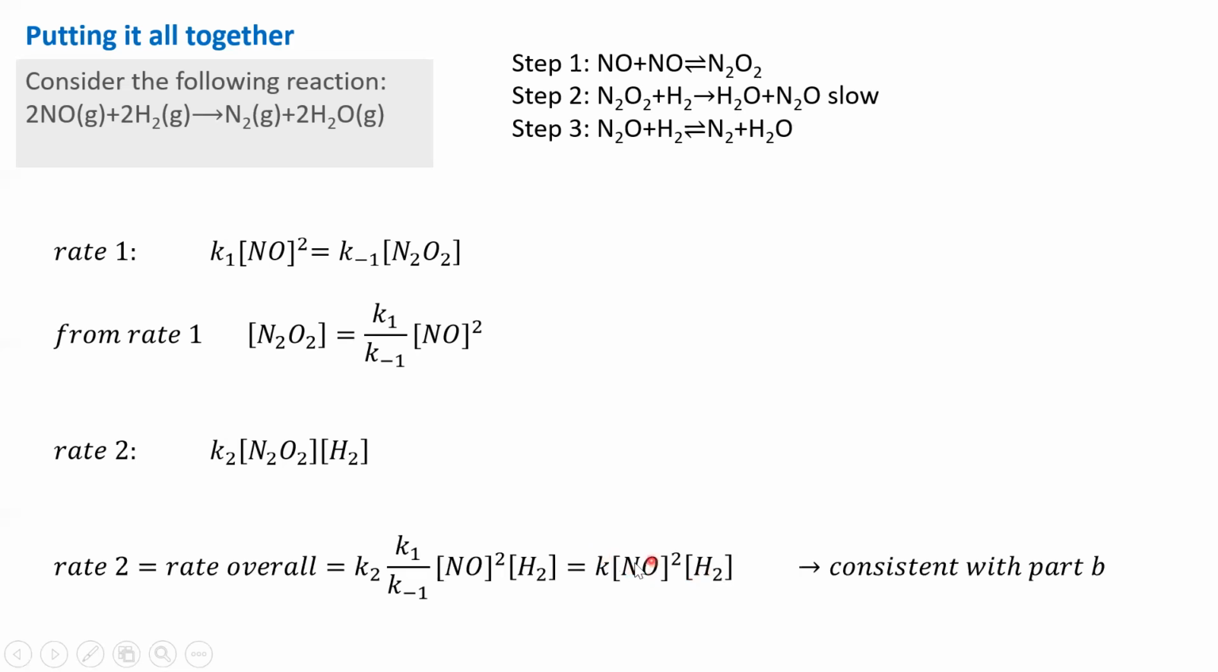And that's exactly the same thing that we came up with from the data that we were given in the first part of the problem. Just using reaction mechanisms instead of data to figure out what a rate law is.